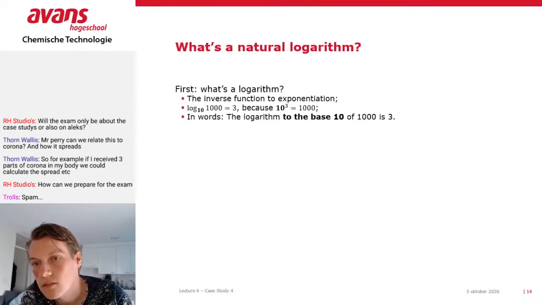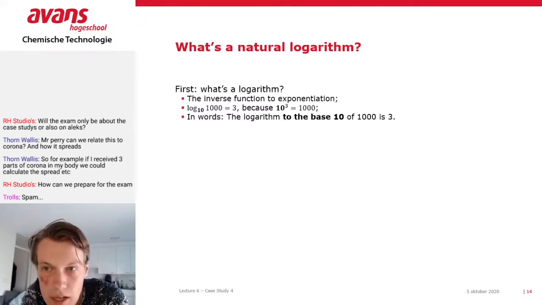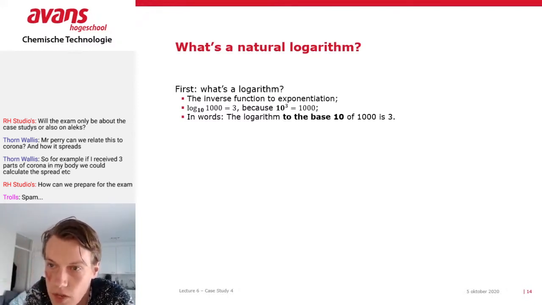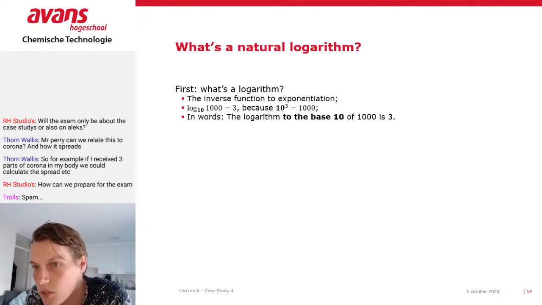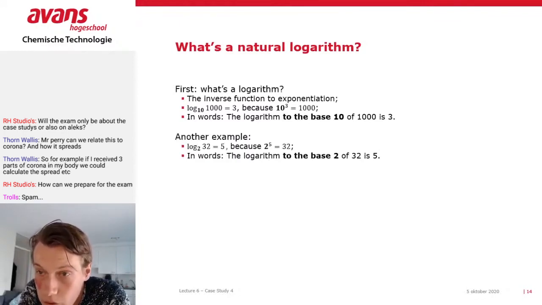And if you don't know what the natural logarithm is, in order to understand that, you want to make sure to understand what a logarithm is. The logarithm is basically the inverse function to exponentiation. So the logarithm to the base 10 of 1,000 is 3, because 10 raised to the third power equals 1,000. Another example: the logarithm to the base 2 of 32 is 5, because 2 raised to the 5th power is 32.